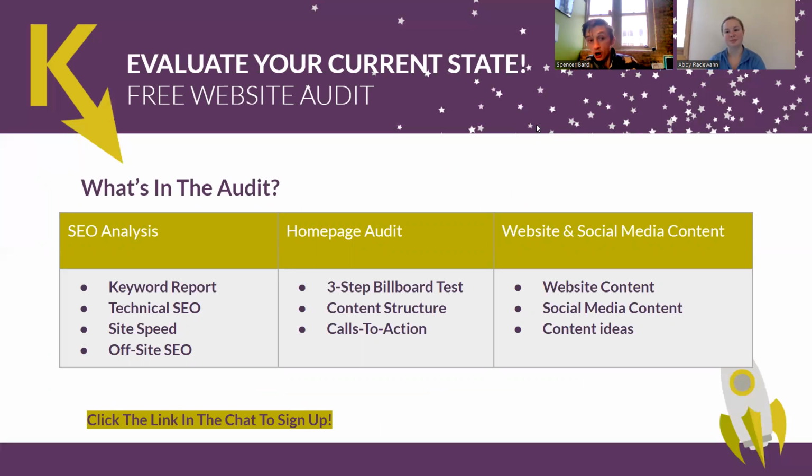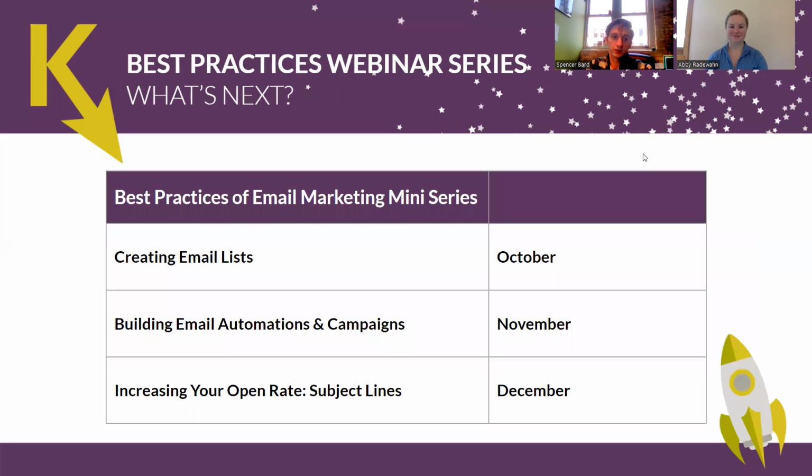So we are offering a free website audit where we're going to look at the SEO of your site homepage. We're going to do that fun, dandy 3-step billboard test, but feel free to do it on your own. It's a great test just to gauge the success of your homepage, and easy to make changes based on that. Then we'll take a look at your website content as well as your social media content and bring you some content ideas, because we like putting out content. In the follow-up email, if you're interested in that, there'll be a meeting link with me. So feel free.